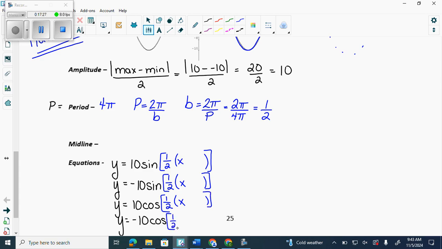Does it make sense that it's a half? What would my horizontal stretch be? 2. So it went from 2π to 4π. Oh, makes sense, right? Like the period is 4π now. Double. Okay, next page.